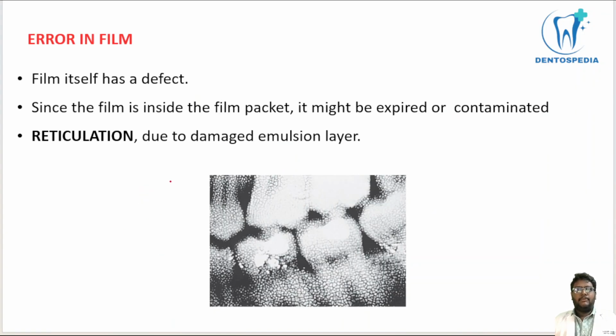Coming to the errors occurring in the film itself, okay. The film itself has a defect. It might be either expired or contaminated. If we use those kind of radiographs, we will get a certain appearance called reticulation appearance, due to a damaged emulsion layer. The emulsion layer is a key important layer in the radiograph. If any damage occurs to the emulsion layer, it might result in this kind of artifact. So you can't diagnose any condition with the help of this kind of radiographs. That's why it's important to maintain the expiry date, and we don't want any contamination of the radiographs, okay.